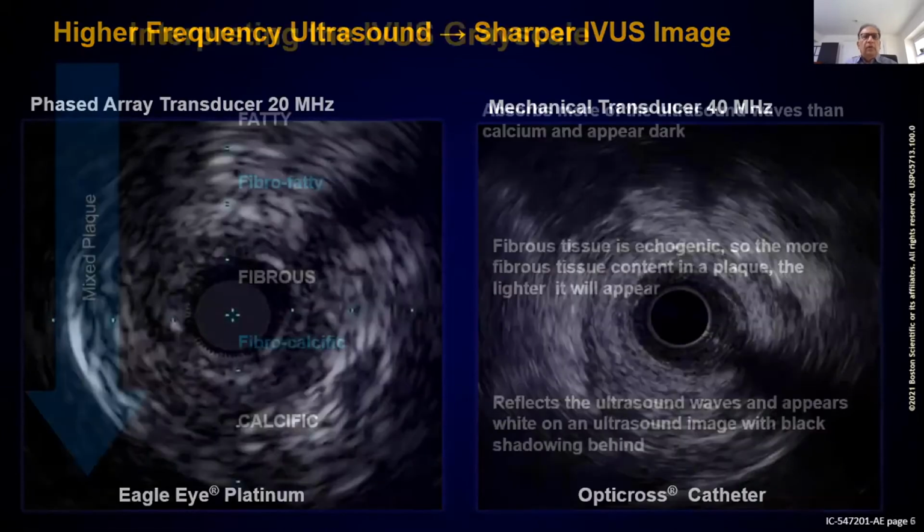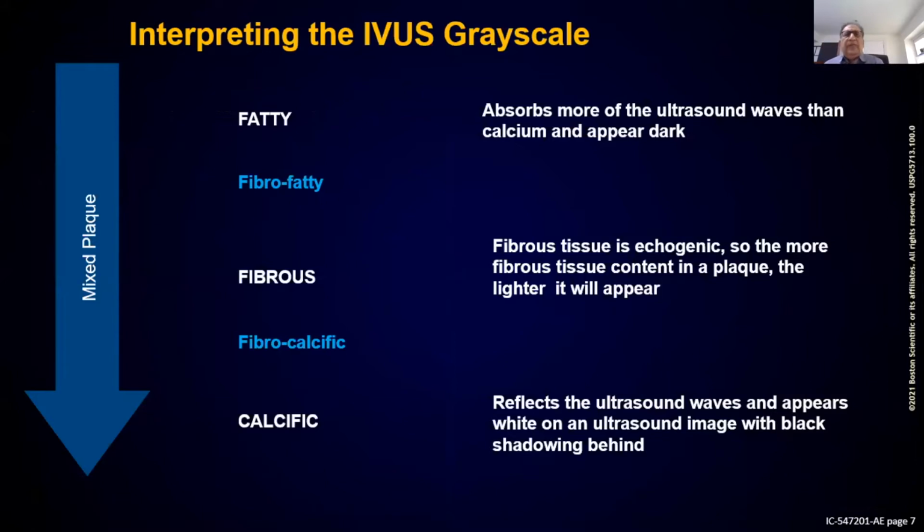So how can we interpret the IVUS grayscale? Grayscale basically means black and white. And I think we use a lot of this grayscale term in the cath lab. Grayscale is either black or white, compared to OCT, which is usually colorful. And there are three main types of plaques.